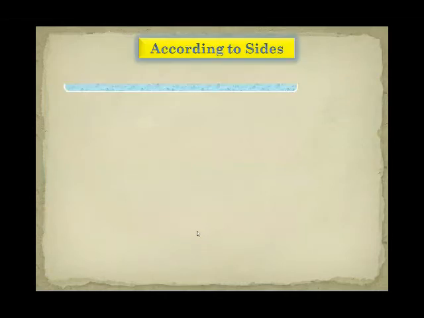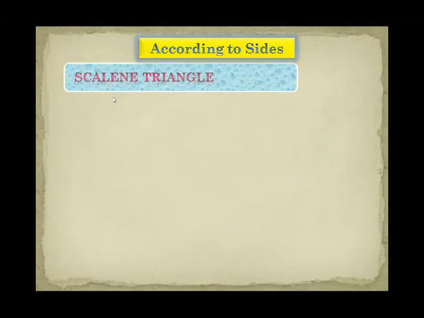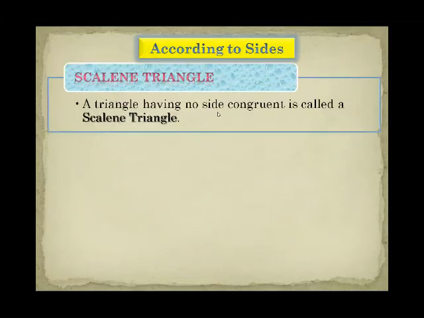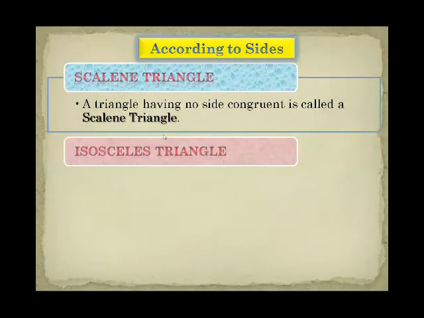Here we have the scalene triangle. Now a triangle having no side congruent is called a scalene triangle. As you see in the figure, no side of the triangle is congruent. It means that the sides of the triangle are not equal in measurement, so such kind of triangle is called the scalene triangle. The second one is the isosceles triangle.